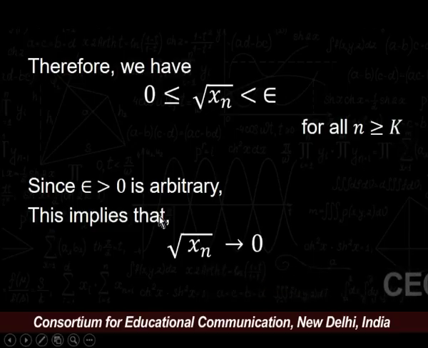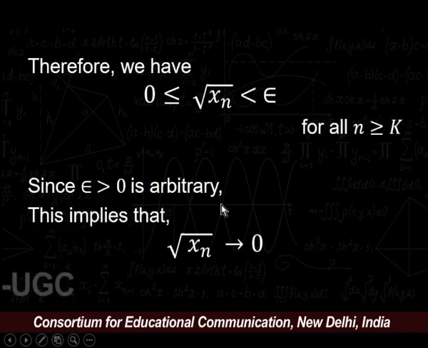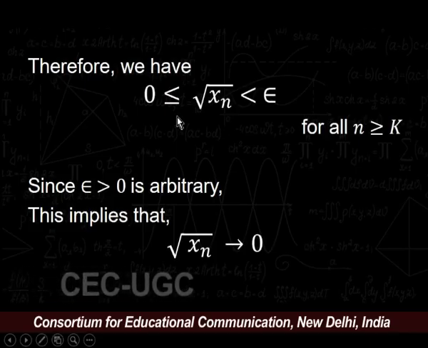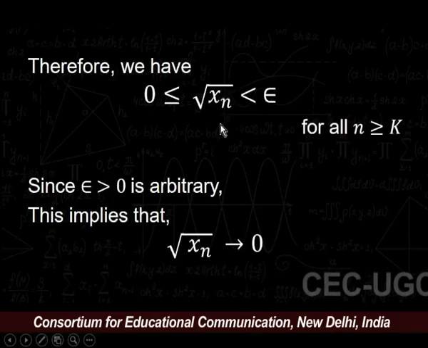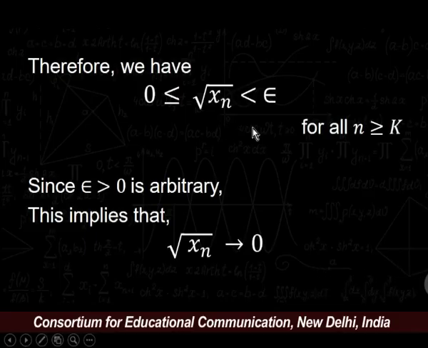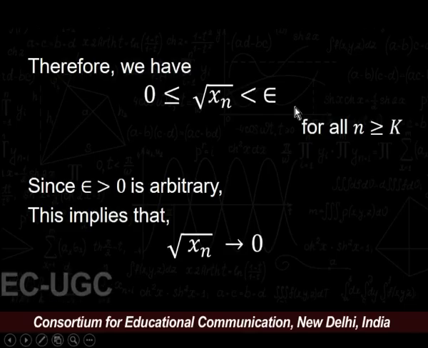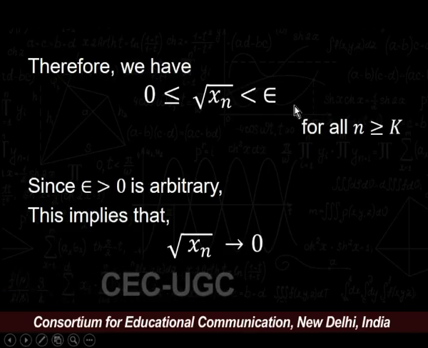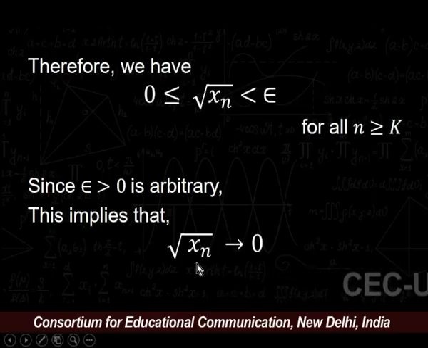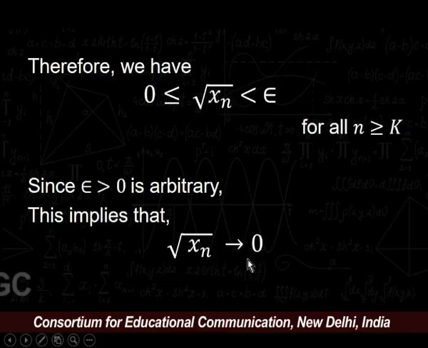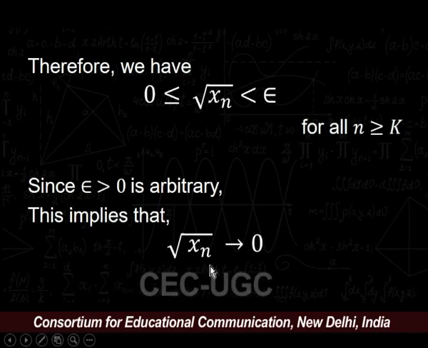Since epsilon is arbitrary and greater than 0, this can be written as modulus of square root of xn minus 0 is less than epsilon. Again, by the definition of convergence of a sequence, we can say that square root of xn approaches 0, or the limit of the sequence square root of xn is equal to 0.